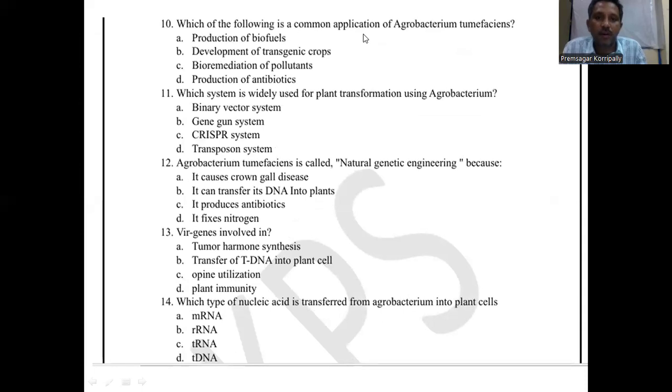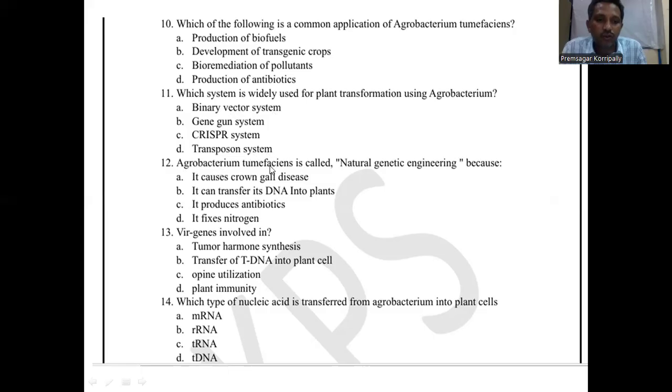Which of the following is a common application of Agrobacterium tumefaciens? Production of biofuels, development of transgenic crops, bioremediation of pollutants, or production of antibiotics. The answer is development of transgenic crops. Here, to develop transgenic crops, Agrobacterium tumefaciens is used as a gene transfer tool. Which system is widely used for plant transformation using Agrobacterium? Binary vector system, gene gun system, CRISPR system, or transposon system. The answer is binary vector system.